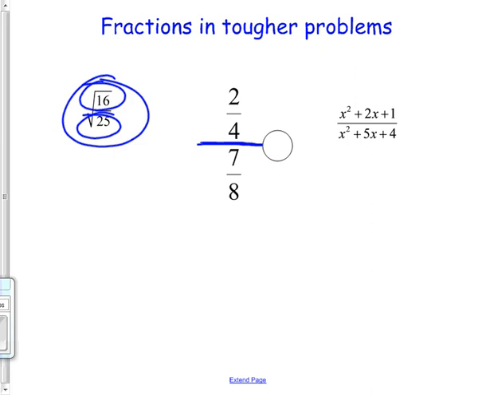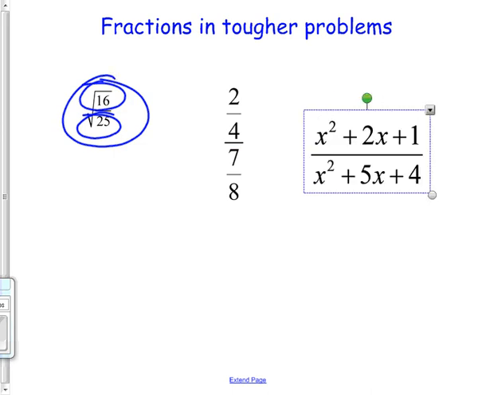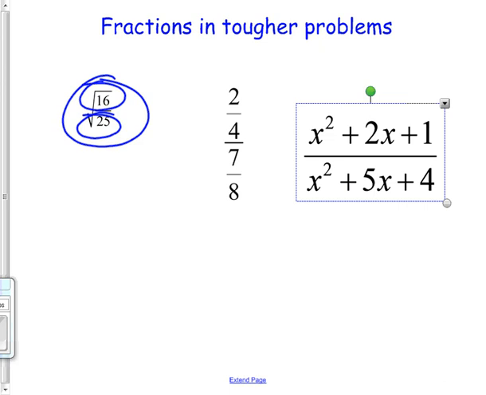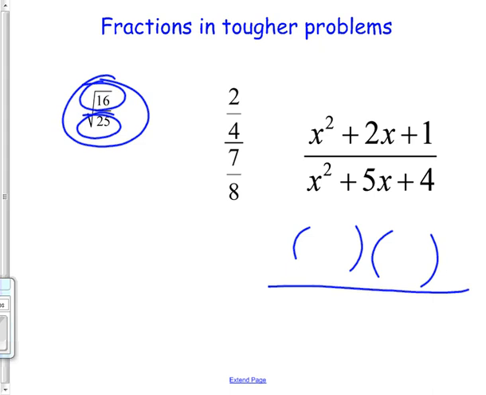All right, next, let's talk about this one here. This one, I want you to factor the top and factor the bottom, make 2 sets of parentheses, and then I bet you, if you can do that part right, you'll get the answer easy peasy. Okay, I'm going to pause the video for a second while you guys factor the top and bottom on that one.